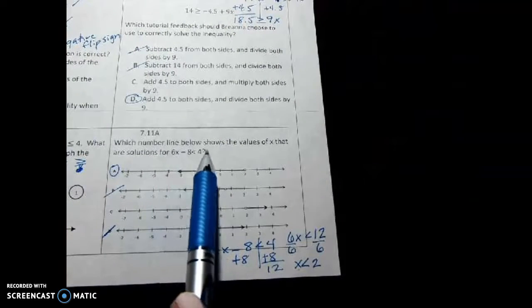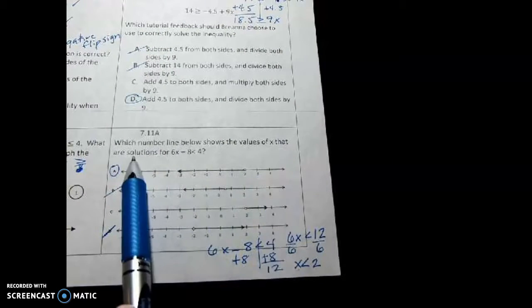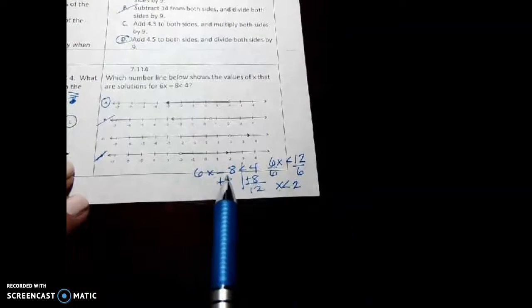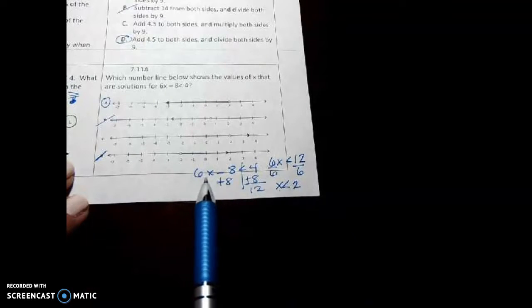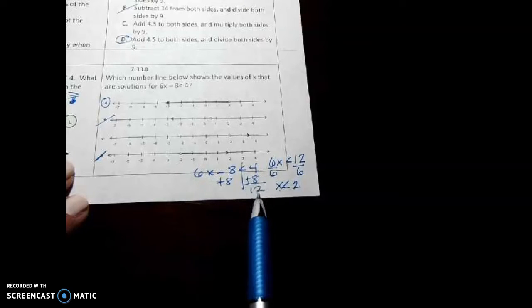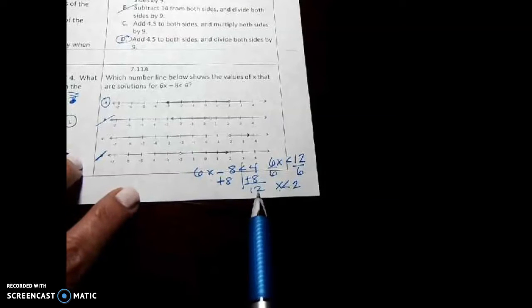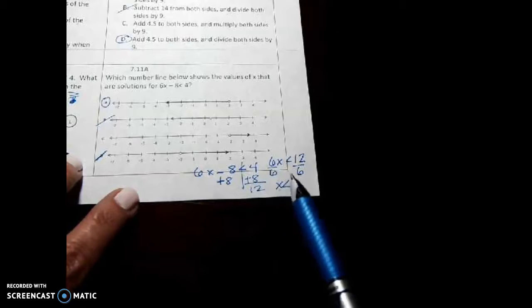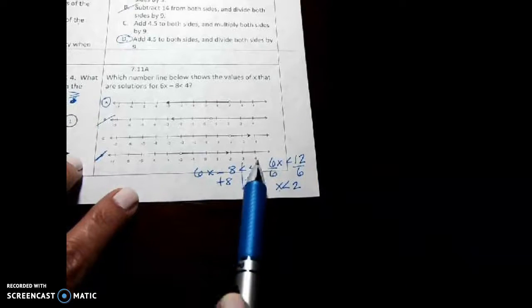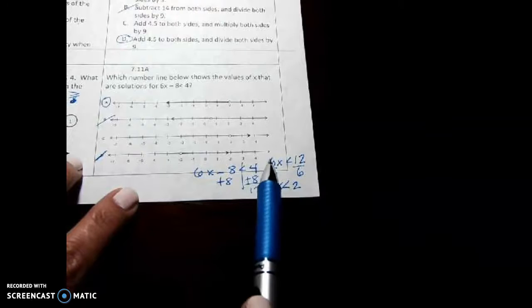So, which number line below shows the values of x that are solutions for 6x minus 8 is less than 12? Okay, I solved it down here. I have minus 8 because I want to leave the 6x till the end. I go plus 8. 4 plus 8 is 12. And then I wrote everything over here because I ran out of room. I have 6x minus 8 is less than 12.